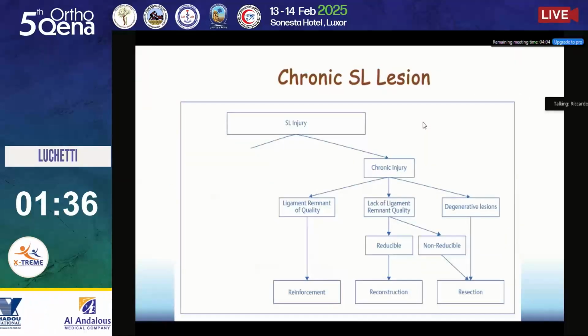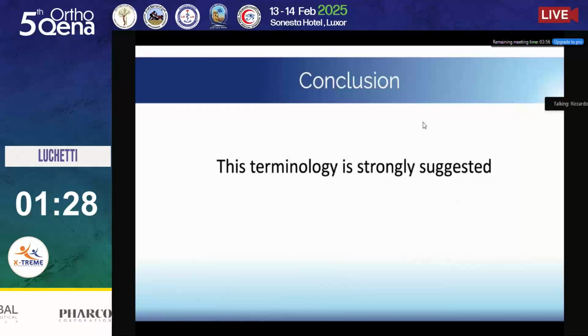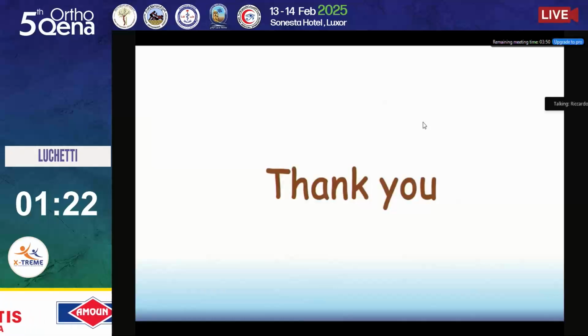And this is the algorithm of the proposition that I showed now, in which are included the reinforcement, reconstruction, and resection techniques. In conclusion, the terminology is important. This terminology is strongly suggested, and I invite you to use the correct terminology to permit the understanding of the technique and the lesion that you are treating. Thank you very much.